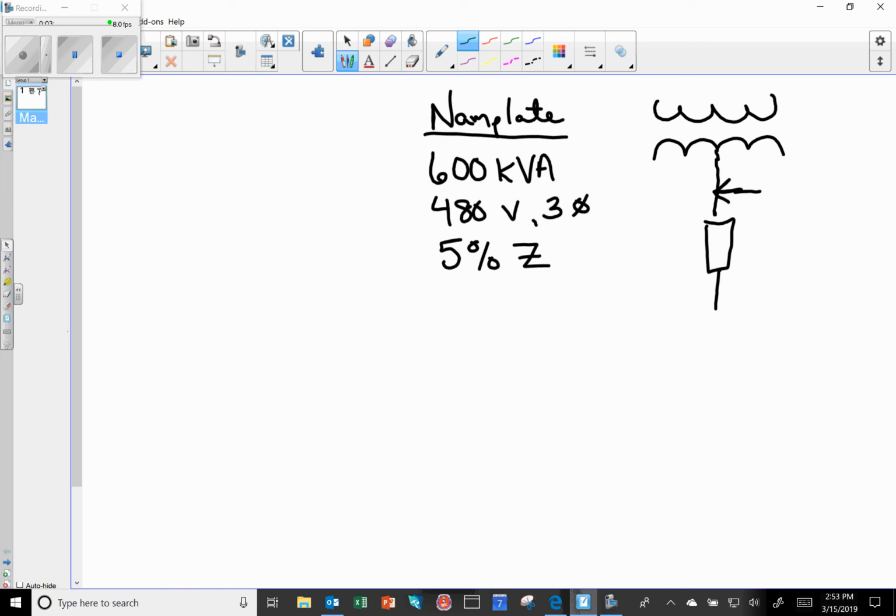So the formula to calculate this is: fault current is equal to our transformer full load amps times 100 divided by our percent impedance.